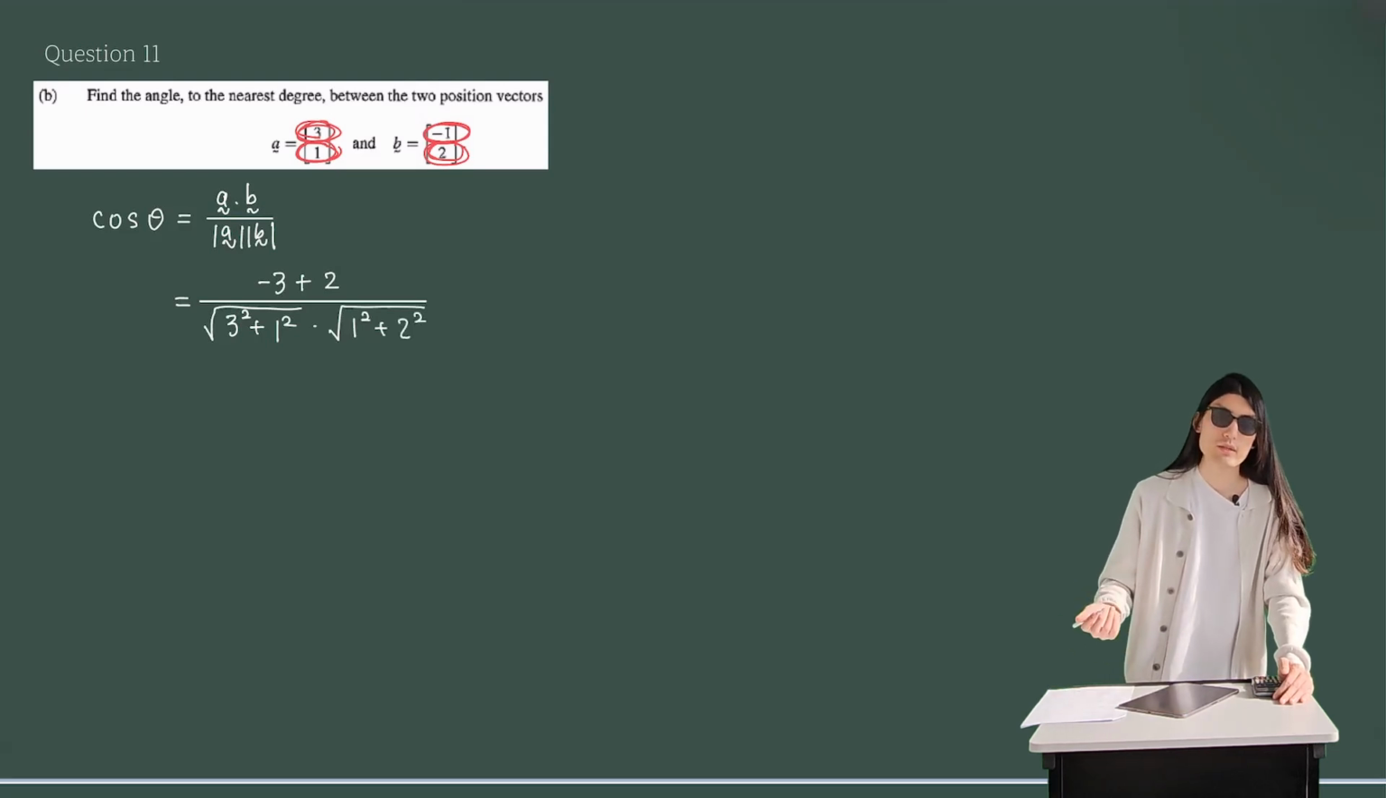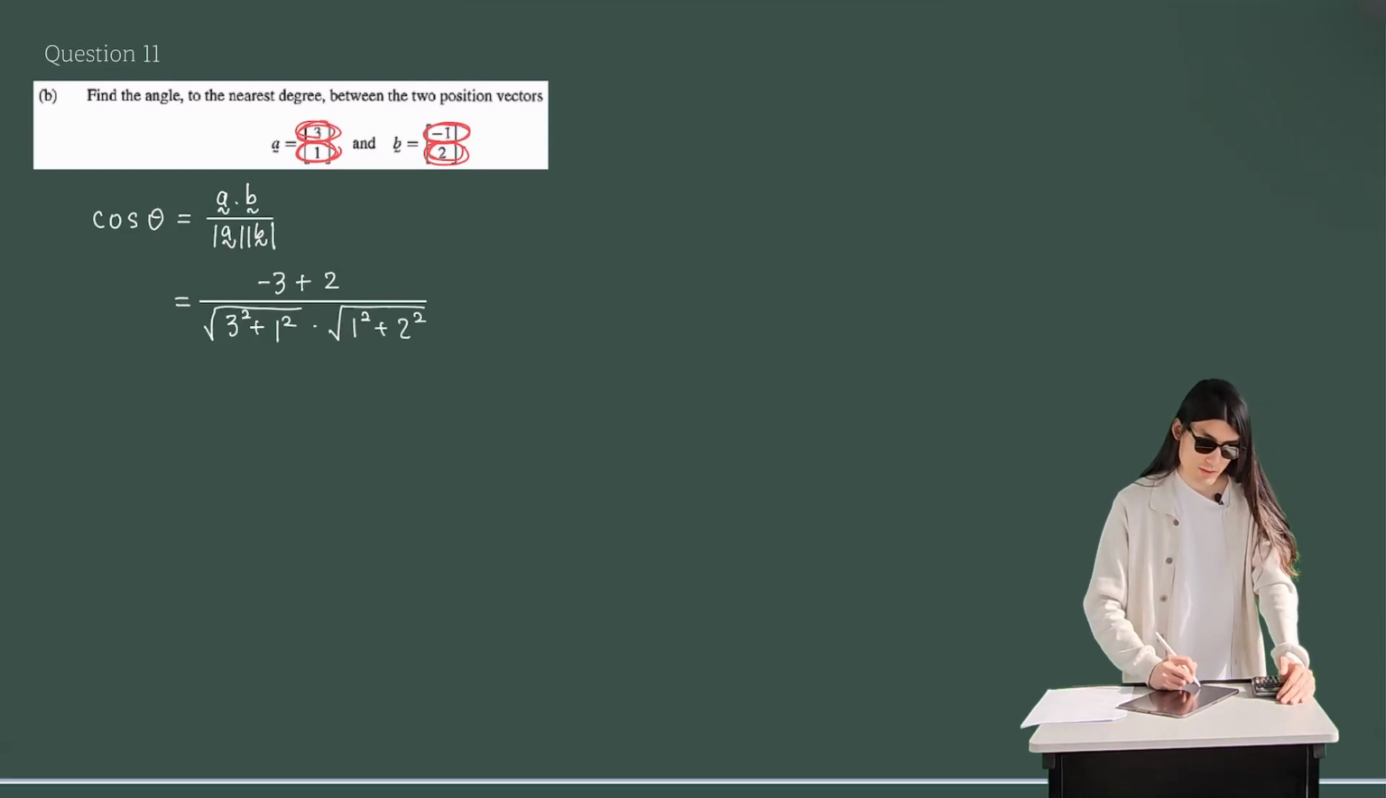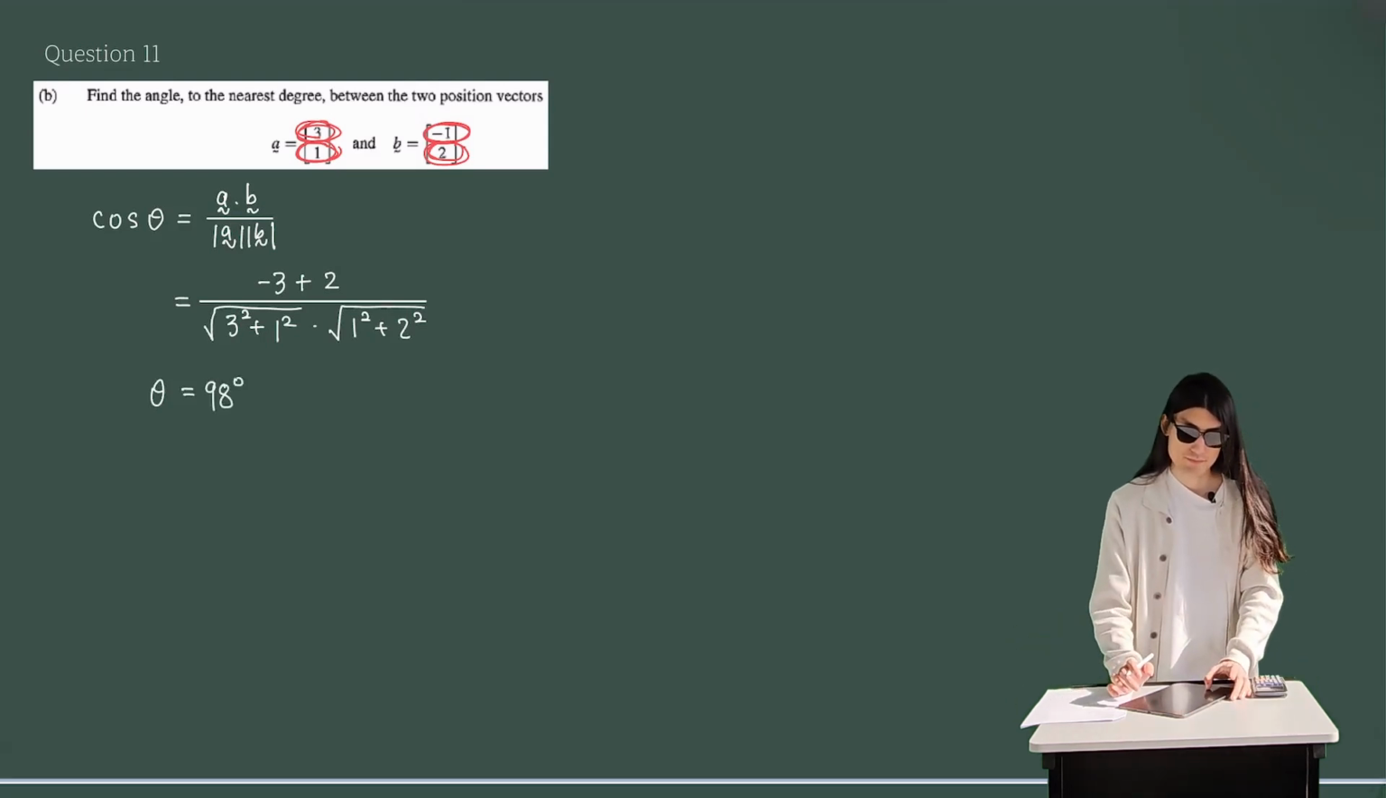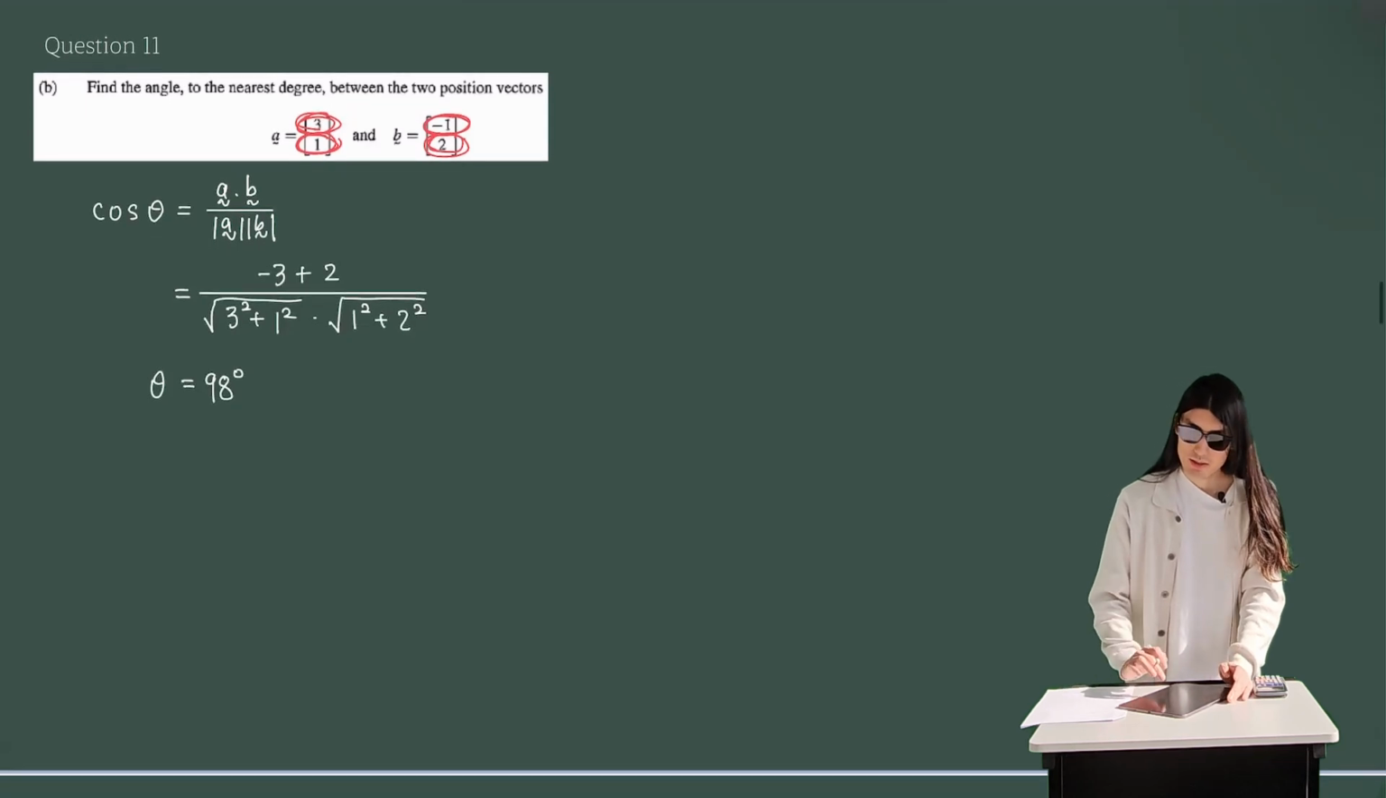Now, that goes into the calculator, and in order for you to find the angle theta to the nearest degree you take cosine inverse of that right hand side, and to the nearest degree in the calculator it gives 98 degrees. That's it. That's 11b done.